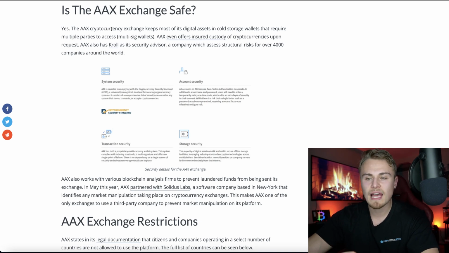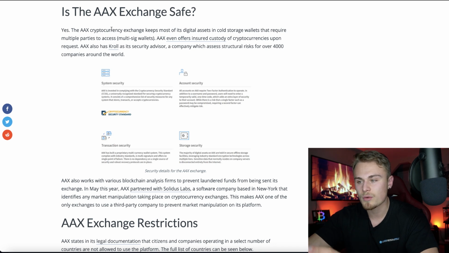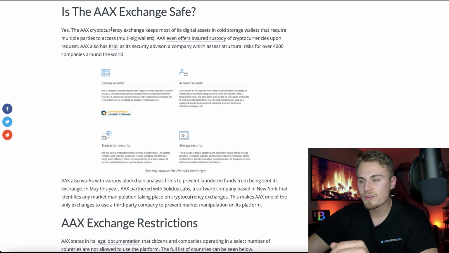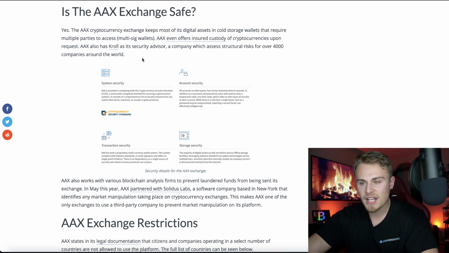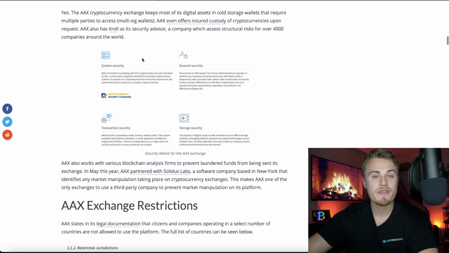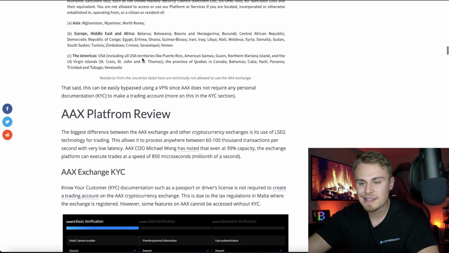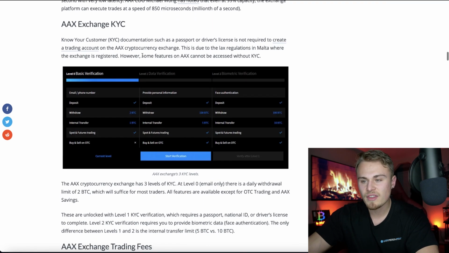So this is the best part. Yes, the AAX crypto exchange keeps most of the digital assets in cold storage wallets that require multiple parties to access. AAX even offers insured custody of cryptocurrencies upon request. AAX also has Kroll as its security advisor, a company which assesses structural risks for over 4,000 companies around the world. Talks about the restrictions, things like that. Obviously, the US is one of those restrictions. Talks about the KYC. So obviously, they're fairly legit.